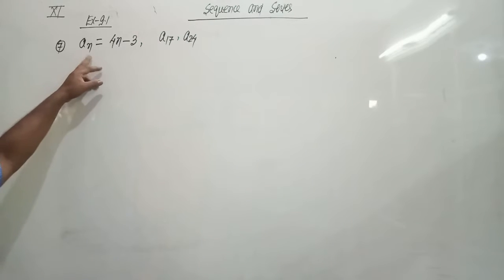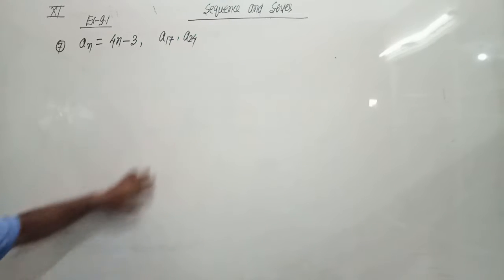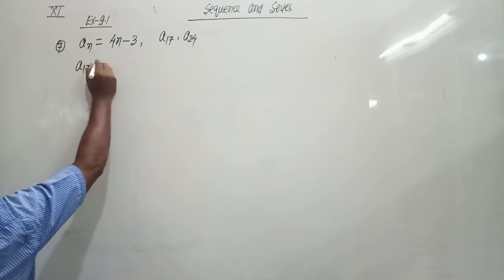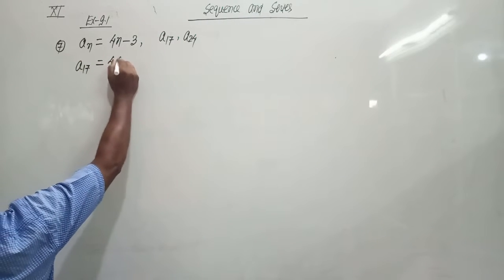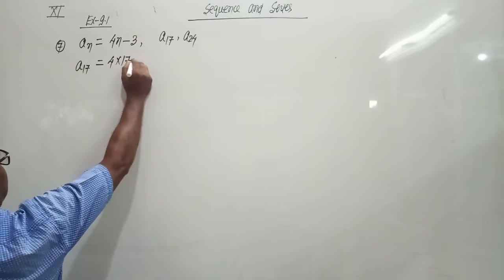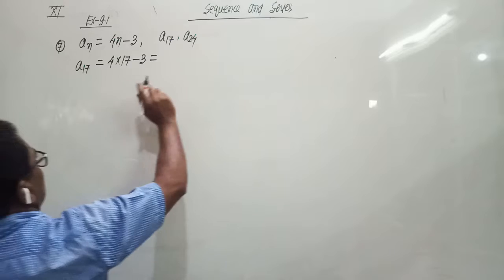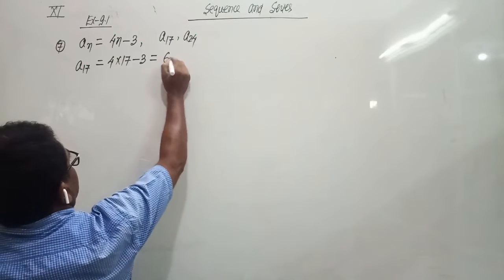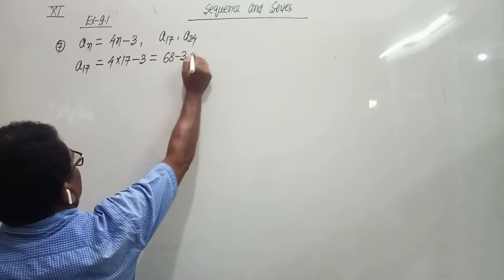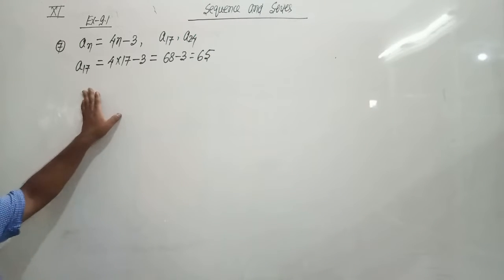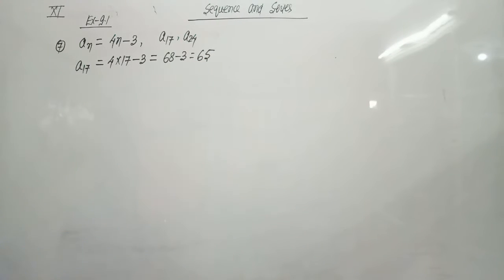So at the place of n, we put 17. So a17 equals 4 into 17 minus 3, and 17 into 4 is 68, minus 3, which is 65. So the value of a17 is 65.